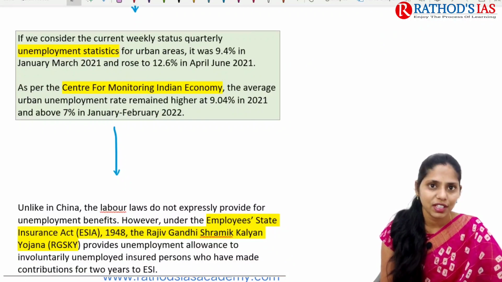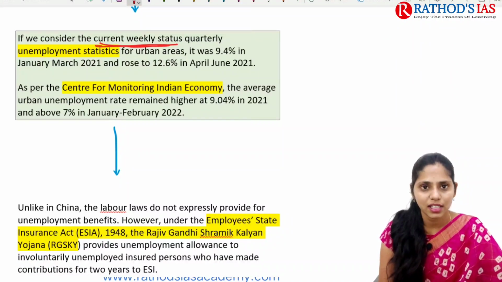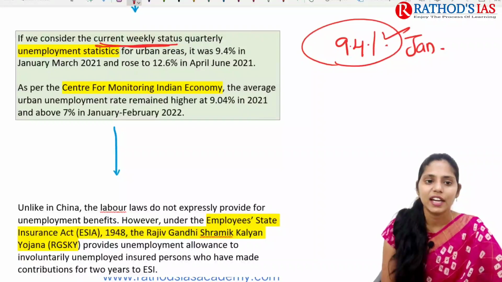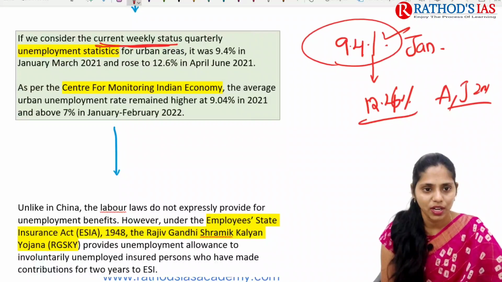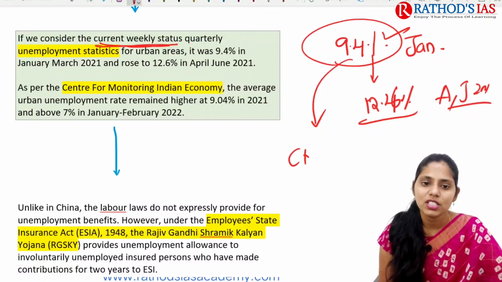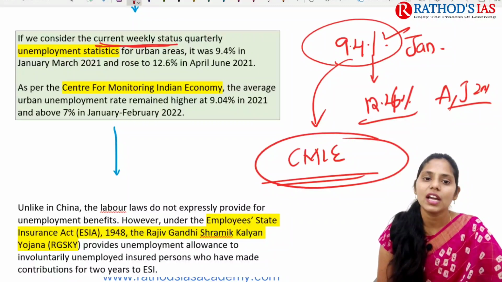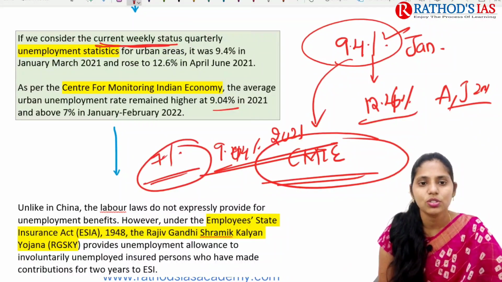Once again, there is a rise of unemployment, and it is one of the important challenges now. If you see some data given in this article, it says that if we consider the current weekly status quarterly employment statistics in urban areas, it is 9.4% unemployment in January-March, okay? And it rose to 12.6% in April-June 2021. But if you're talking about data from CMIE, that is the Centre for Monitoring Indian Economy, it says that the average urban unemployment rate remained higher, that is 9.04% in 2021, and in January, February 2020 it was 7%.